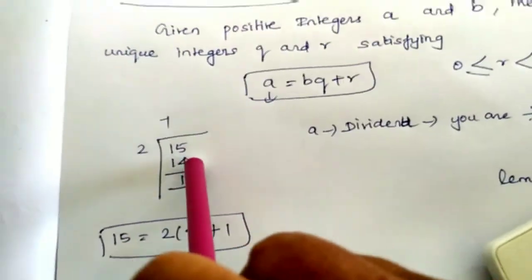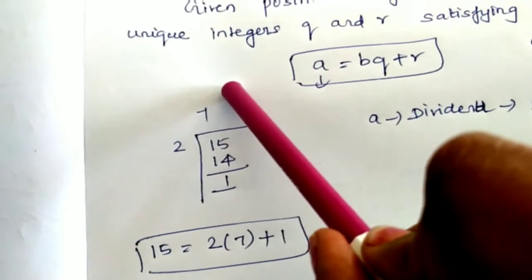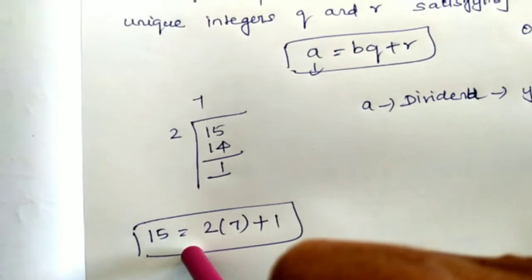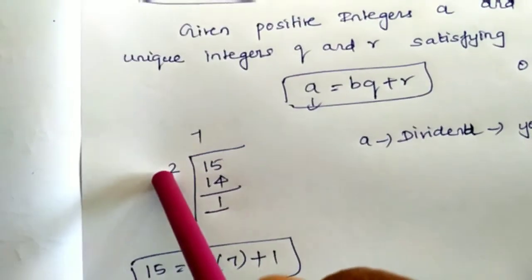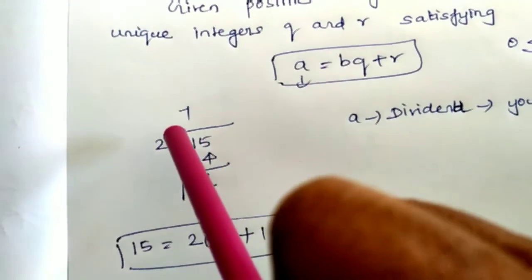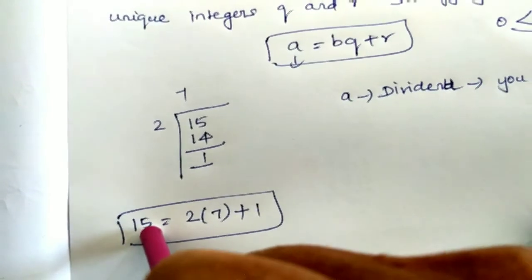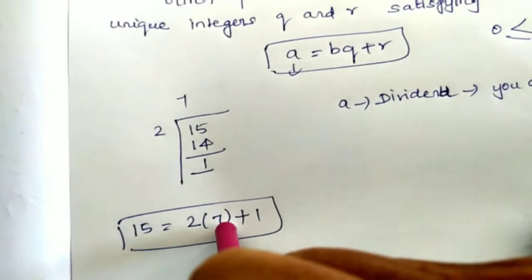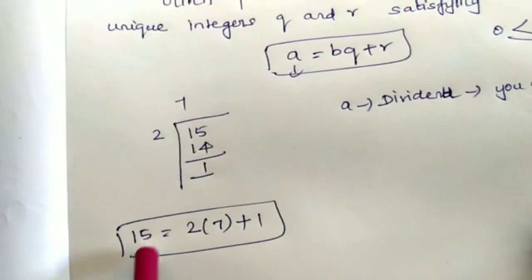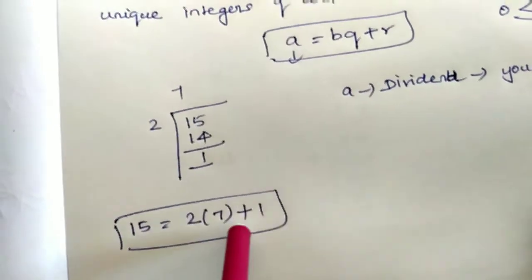Here 15 is the dividend. If you divide 15 by 2, the quotient is 7 and the remainder is 1. Now, what is the relationship between divisor, quotient, dividend and remainder? There is a relationship between these 4 terms. Dividend is equal to divisor into quotient plus remainder. This is the relationship between the 4 terms.